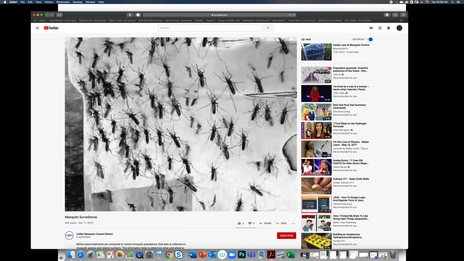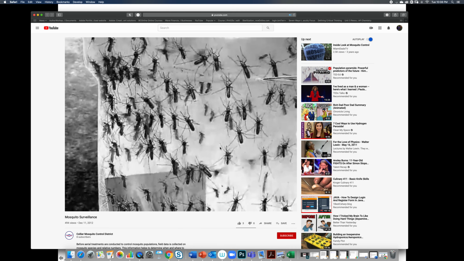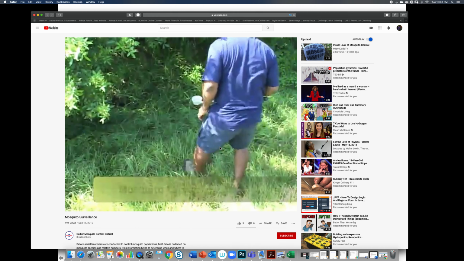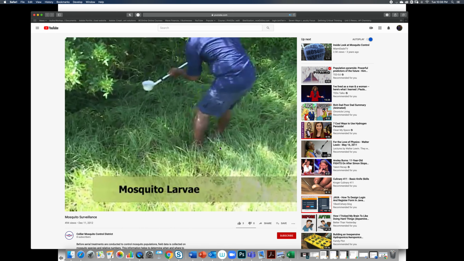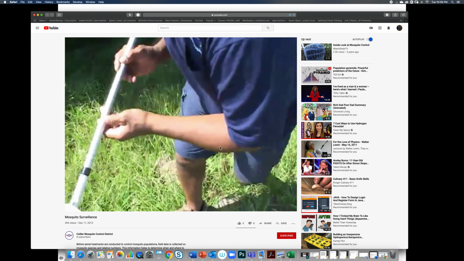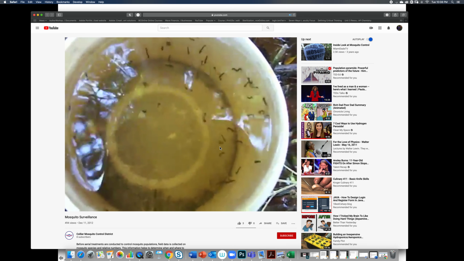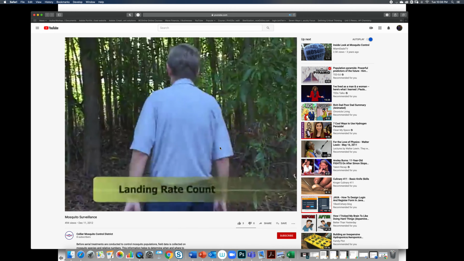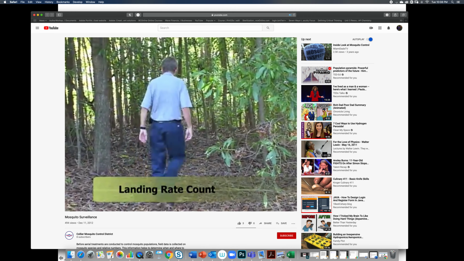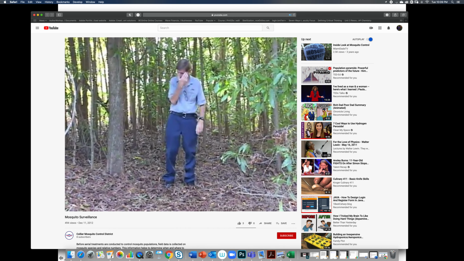The Collier Mosquito Control District Surveillance Program collects data on mosquito species and relative numbers using the methods you're about to see. Inspectors hunt for mosquito larvae in fresh and saltwater habitats. The age and numbers of the larvae are noted. A landing rate count determines how many mosquitoes can be attracted in 2 minutes. There are about 60 landing rate count locations.